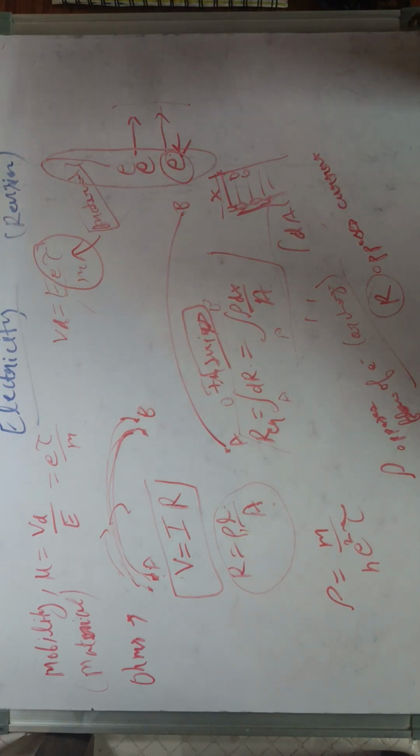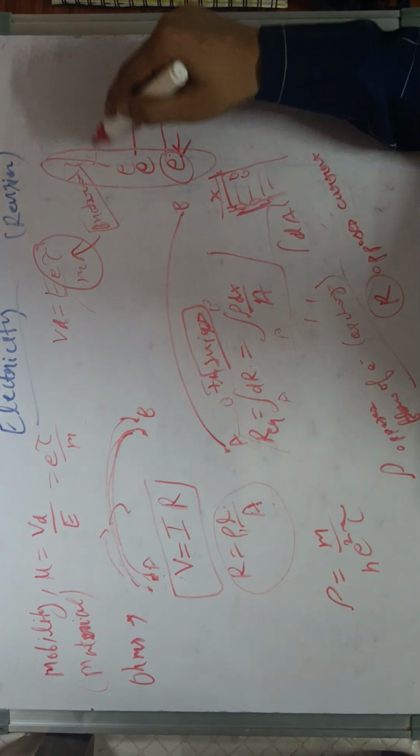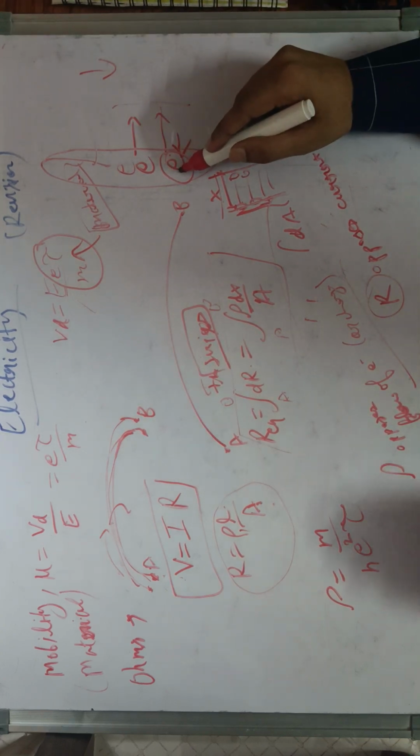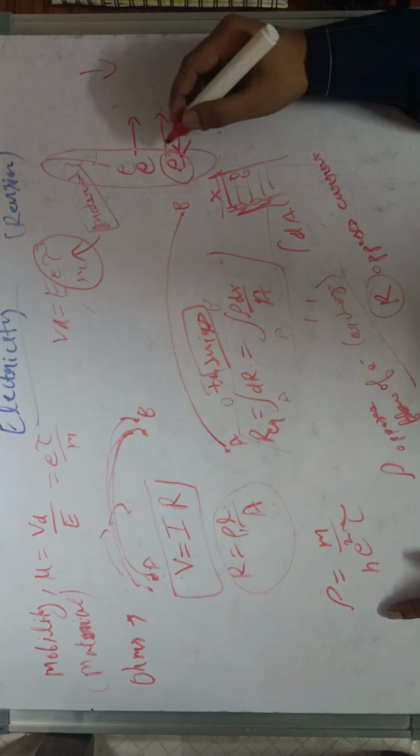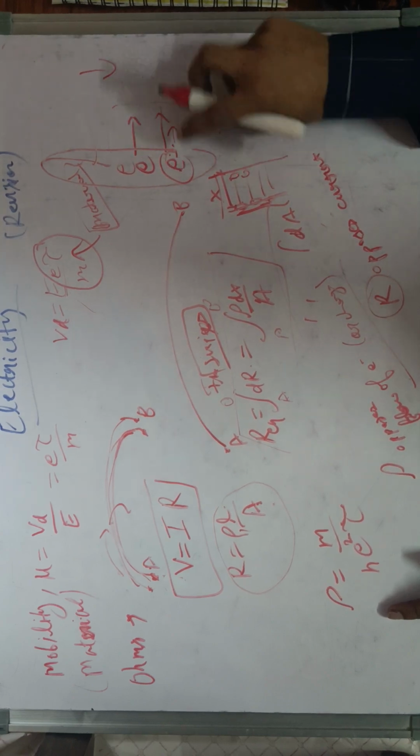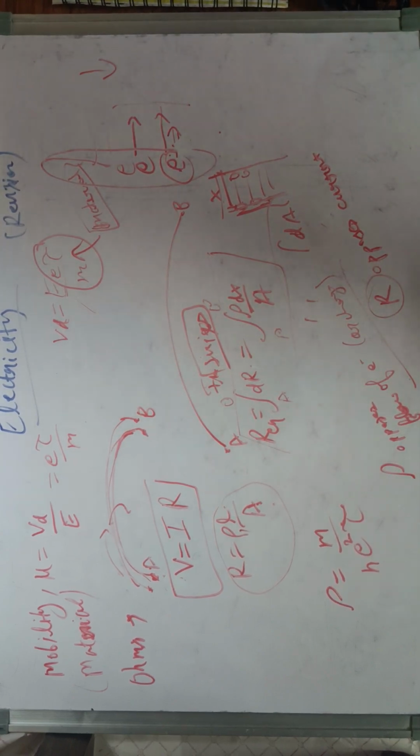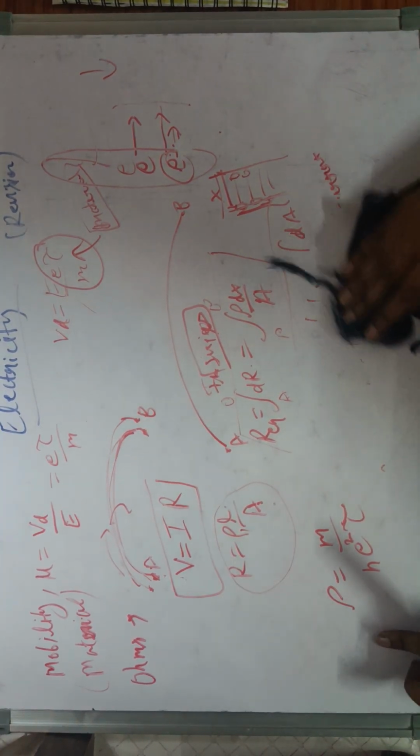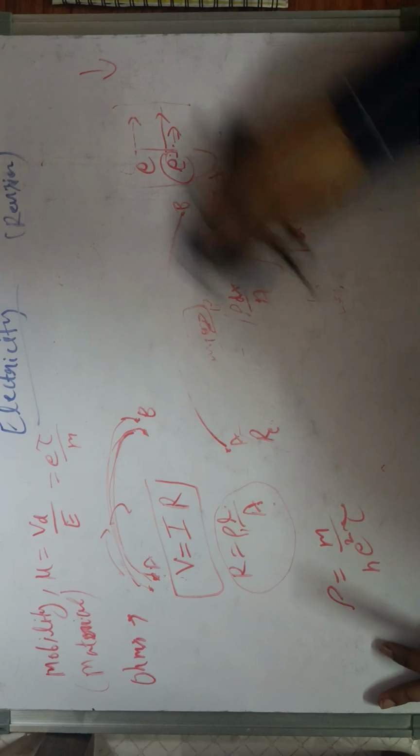So in this case we will say the current is increasing, therefore the resistance is decreasing, but in this case resistivity is still the same, because the difficulty with which this electron would be moving is still the same. These are some formulas, and now moving ahead.